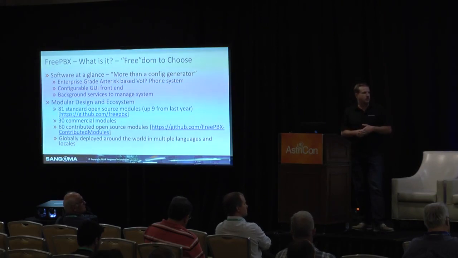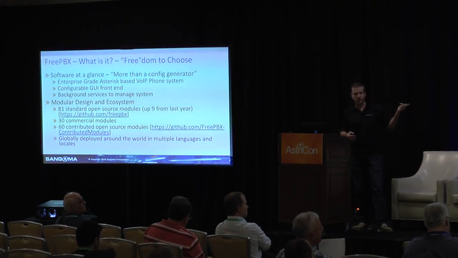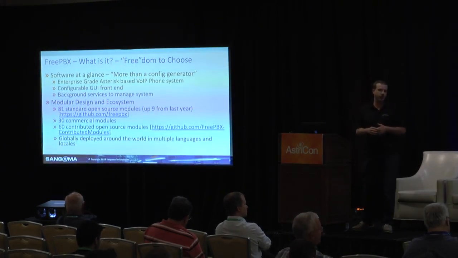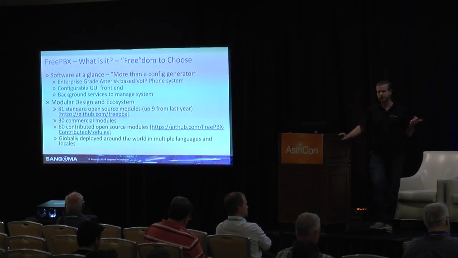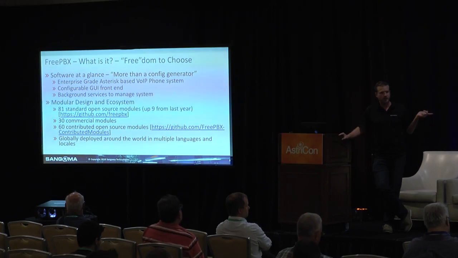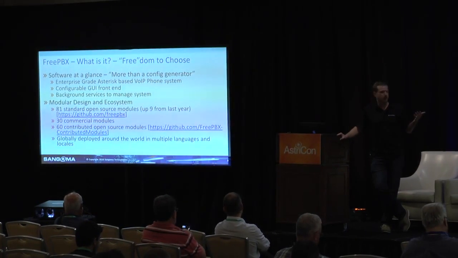81 standard open source modules. You can actually see this source code on github.com FreePBX. That's mirrored from our own Git server, which is git.freepbx.org. There's only 30 commercial modules. Again, like I said earlier, FreePBX is a modular system. There's about 128 modules altogether, and more added every year.